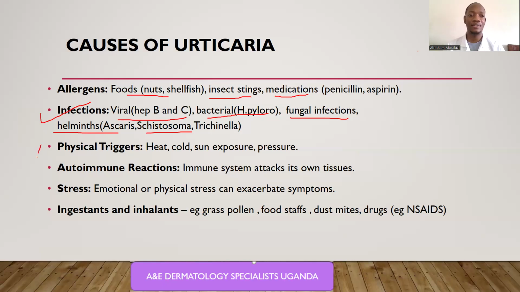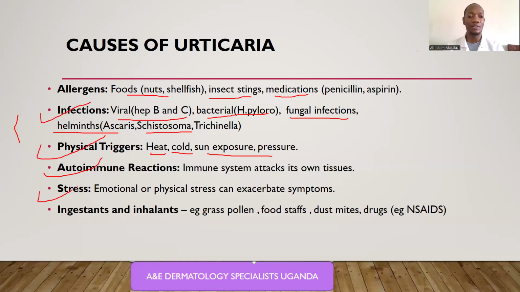Then we have other causes which we group as physical factors. These range from heat, cold, pressure, sun exposure, and vibration. All these physical factors have been implicated in causes of urticaria. Then we also have causes grouped as autoimmune conditions or autoimmune reactions, whereby your immune system starts to fight its own tissue, resulting in urticaria or transient welts on the body.